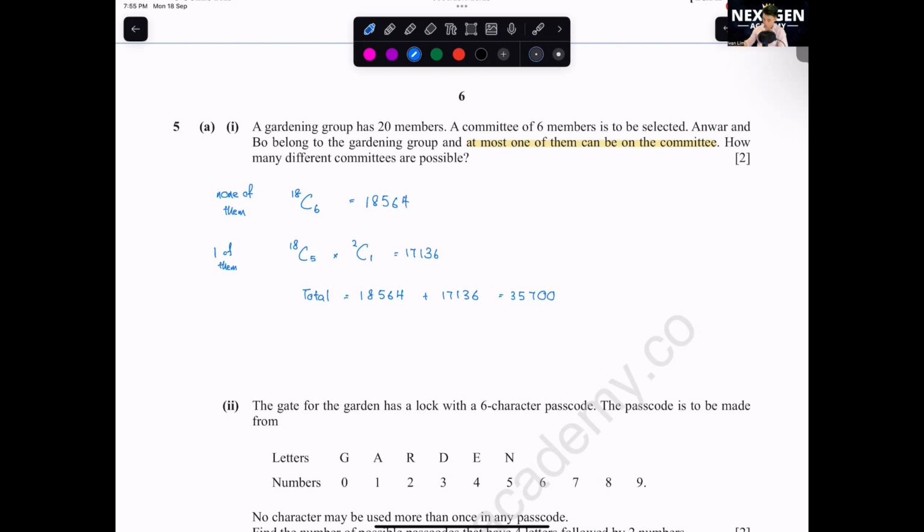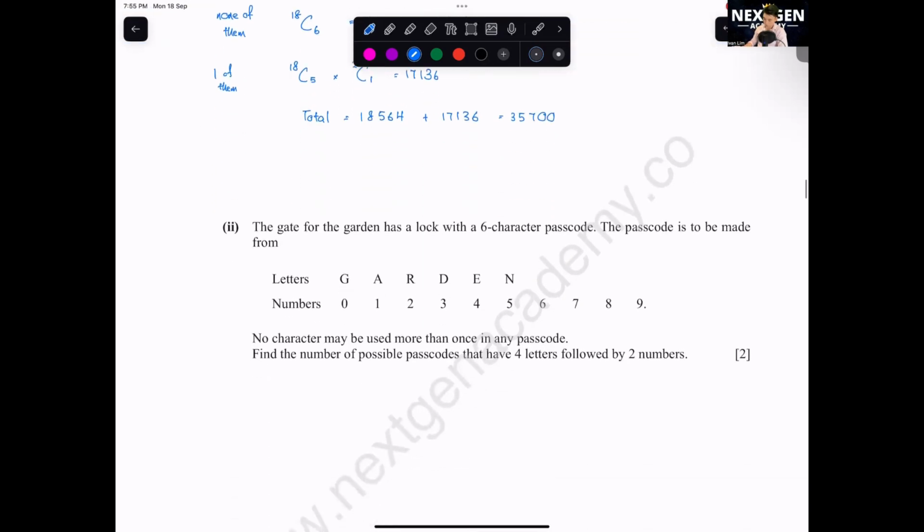Okay, question 2. The gate for the garden has a lock with a 6-character passcode. The passcode is to be made from the letters J, R, D, N, and numbers. Okay, so we got 6 letters here and 10 numbers over here. No character may be used more than once. Find the number of possible passcodes that have 4 letters followed by 2 numbers.